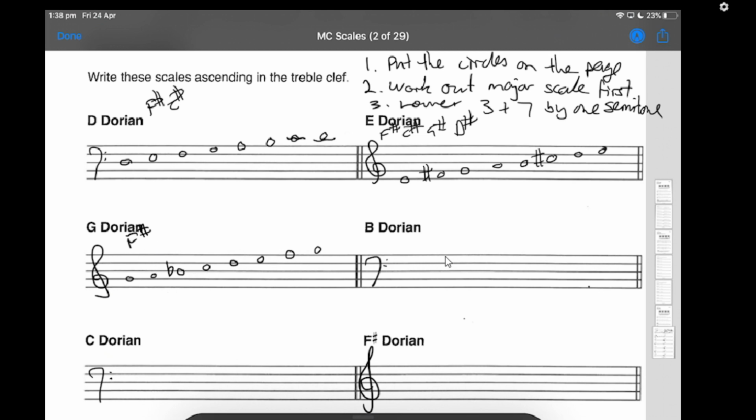Cool. Okay, one more scale. Let's have a look at this one. So we're going to do B Dorian. So first step is put the circles on the page. So B is the second line. So there is the scale. Step 2, work out the major scale first.